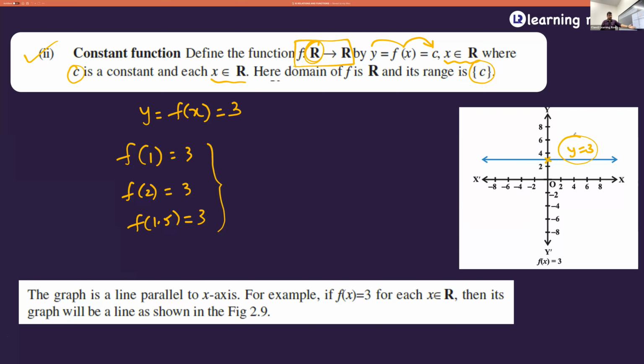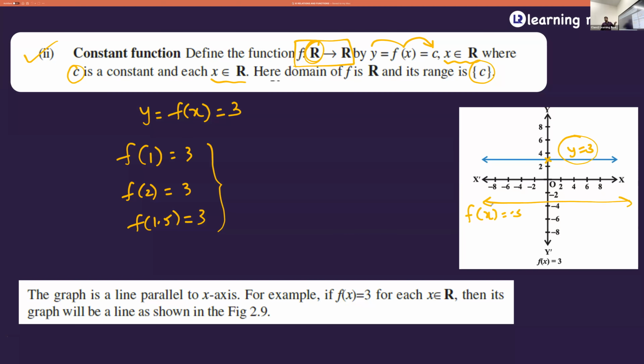Okay, the function is given. F of x is equal to 3. Y is equal to 3 is a graph which is parallel to the x-axis above it. Suppose I give you a function f of x is equal to -3. There will be a graph below the x-axis exactly parallel to it.